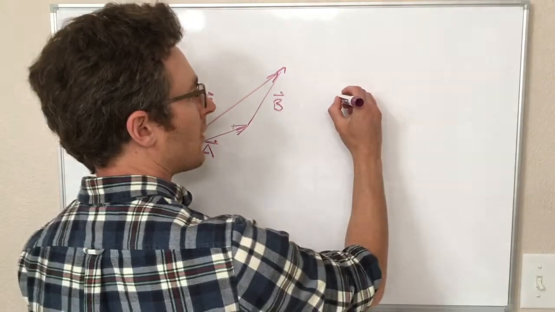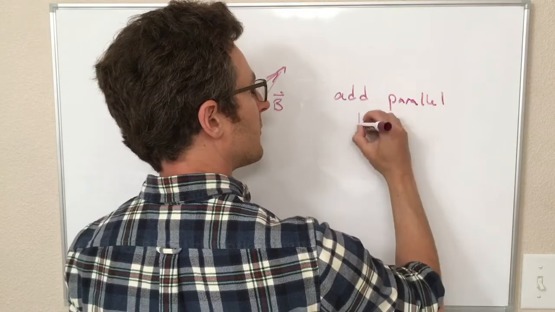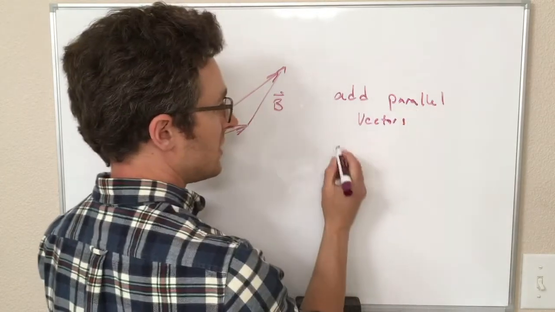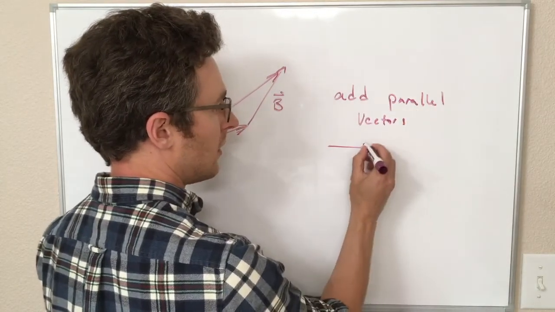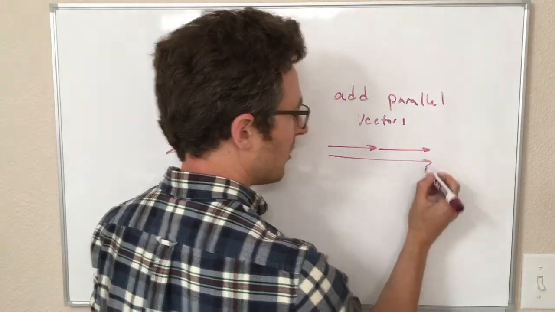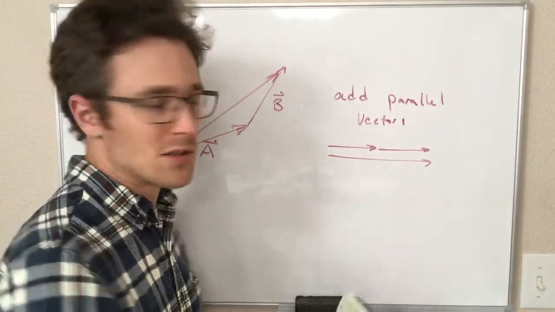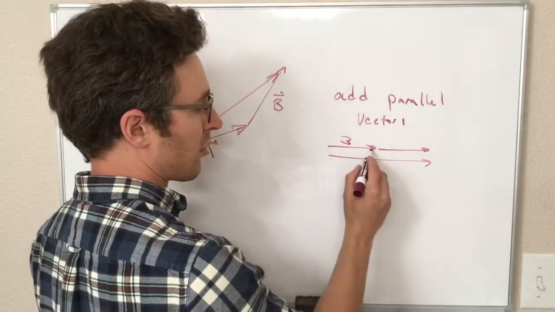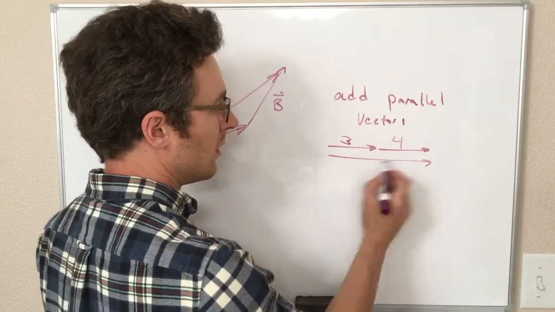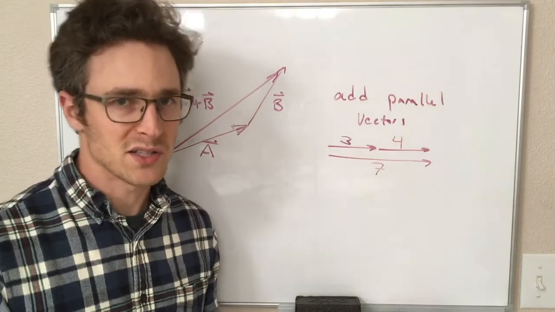We need to know how to add parallel vectors. And this is really easy, right? If we have a vector that's to the right and we add another vector that's to the right, we end up with a big vector that's to the right with a magnitude that's just the sum of those two magnitudes. So if we have a vector of length 3 to the right and a vector of length 4 to the right, we end up with a vector of length 7 to the right. That's as easy as we could possibly imagine.